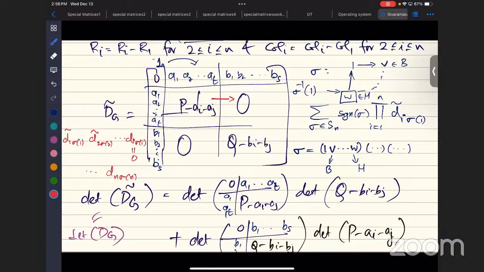If I is in B and sigma of I is in another block H, then you get d tilde of I sigma I is 0. Then the whole thing will become 0. So to consider the whole expression non-zero, for every I, I and sigma of I should be in the one block, whatever block you are considering. If you are considering I in the B block, sigma of I should also be in the B block for every I.